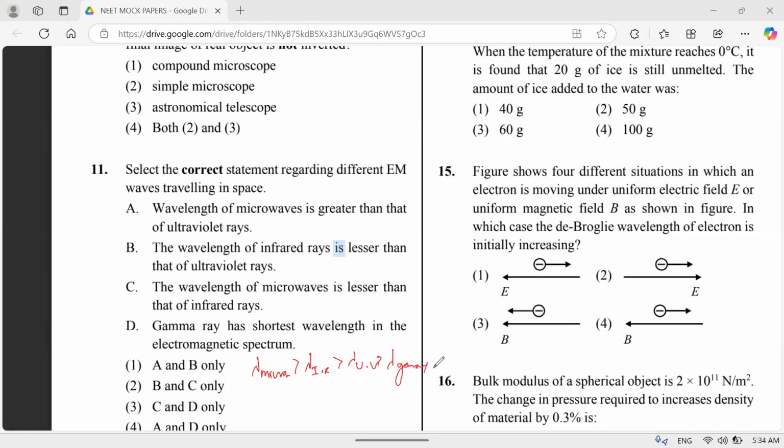So what will be the answer? The wavelength of microwave is greater than that of ultraviolet. That is true. The wavelength of infrared is lesser than that of ultraviolet? No, it is greater. The wavelength of microwave is lesser than that of infrared? No, that is also greater. Gamma rays have the shortest wavelength in the electromagnetic spectrum, obviously. So gamma ray is lesser than all. So it should be A and D.